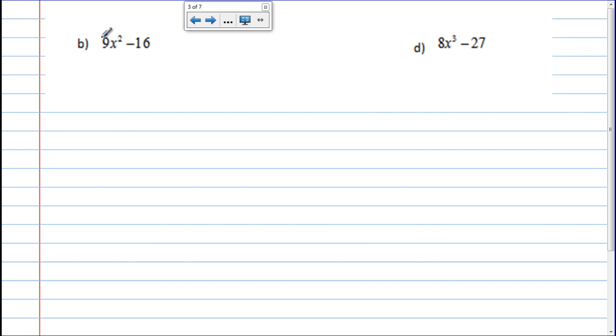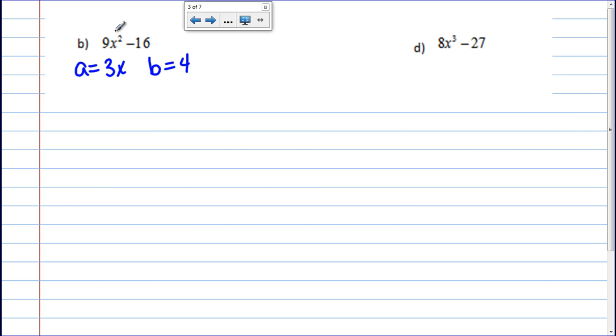If I want to deal with this, 9x squared, the square root of that is going to be 3x, because 3x times 3x makes 9x squared. The square root of 16 happens to be 4. Now I'm calling them A and B, and it's because it's going to fit into a formula. Whenever you have this, it's called a difference of two squares, and y'all have been doing this all week whenever we've multiplied conjugates. It's the same thing.